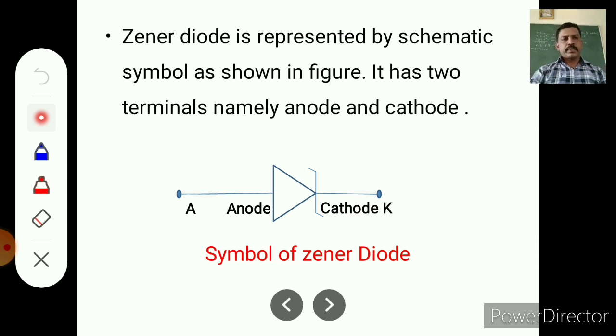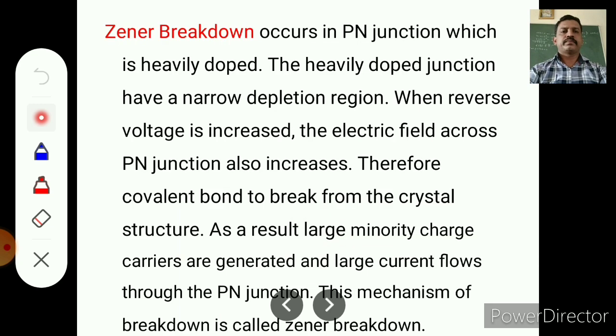Like a simple PN junction diode, this diode also has an anode on one side and a cathode on the other side. So two electrodes are there, so it is known as a diode, and at the same time it is properly doped, so it will work as a voltage regulator. Therefore here we show that with the help of the symbol Z, which indicates that it is a Zener diode.